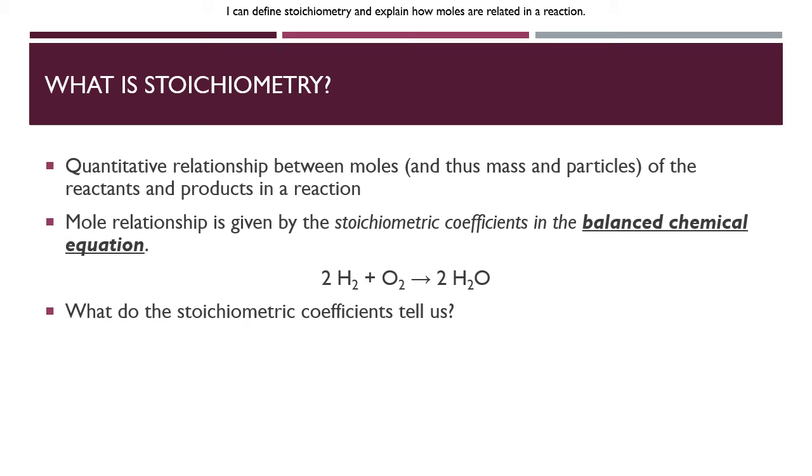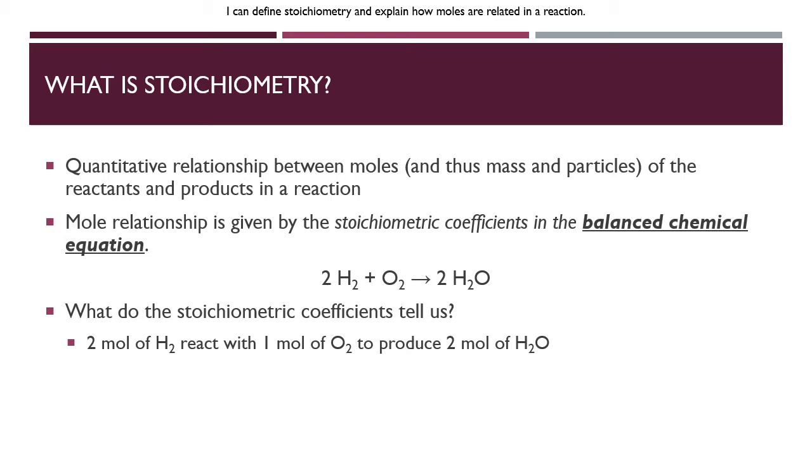So what these stoichiometric coefficients tell us is that 2 moles of H2, 2 moles of hydrogen, will react with 1 mole of oxygen, the O2, to produce 2 moles of water. So when we say stoichiometric ratio or stoichiometric coefficients, all we're referring to are the coefficients of the balanced equation, and those give us a mole ratio.